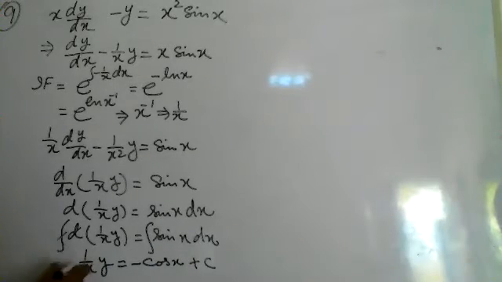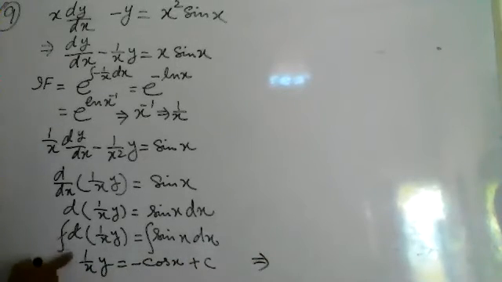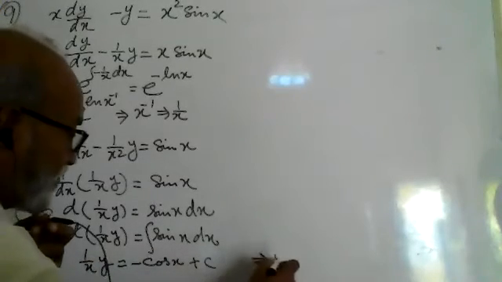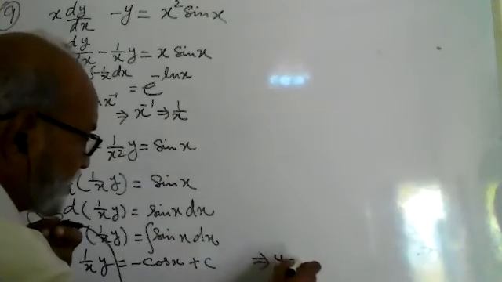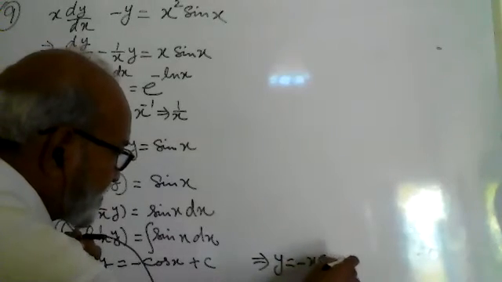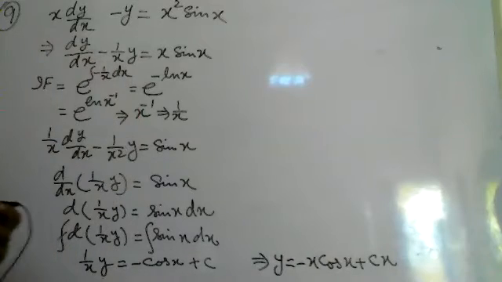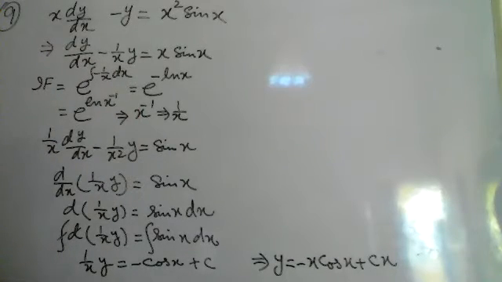You may multiply by x both the sides, so y will become minus x cos x plus cx. You may write this one as well. Otherwise, this is also the correct answer.